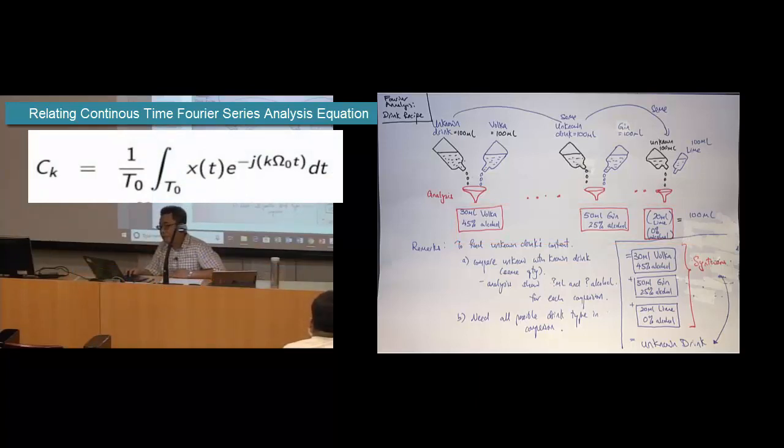If we understand this problem, we can then relate it to the problem of Fourier analysis. In Fourier analysis, the problem is to find the composition of the unknown cosine waves in this signal. Corollary, this is the problem of finding the unknown drink composition.